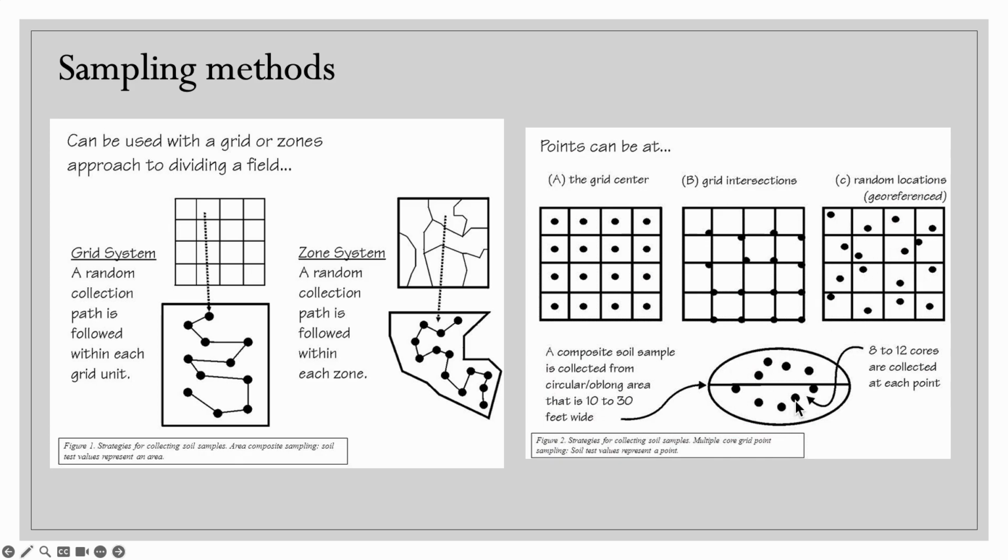But again, once you get to that place where you're going to sample, like let's say if you were doing this random location, once you got to that location, you're going to want to take 8 to 10 samples, 8 to 12 cores at that point, so that you can get a representative sample. Because if you just took one soil core, that's not really representative of that point. We would want to make sure that we have enough data to give us a good average.